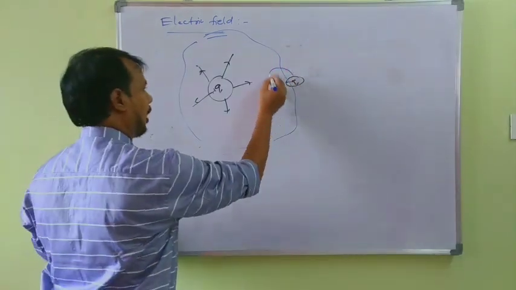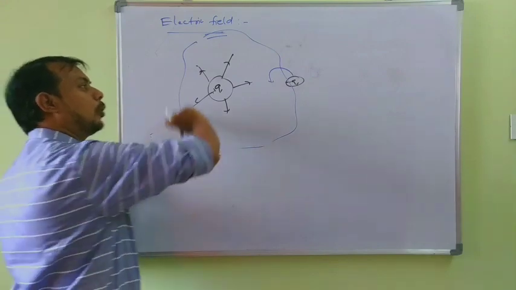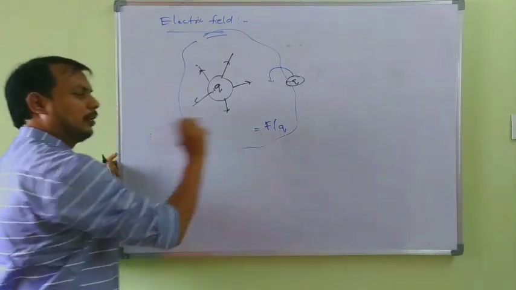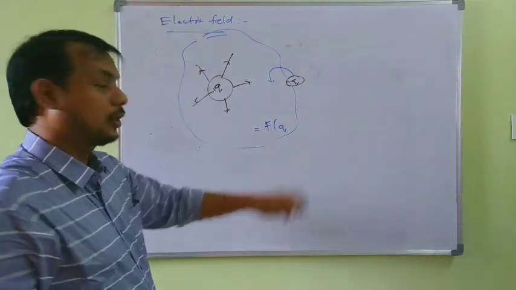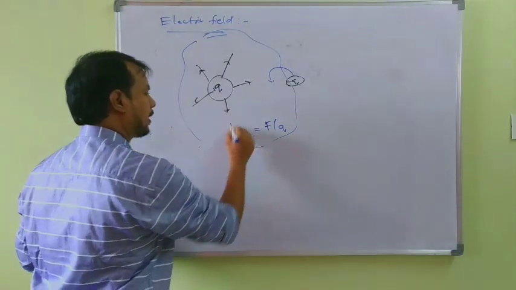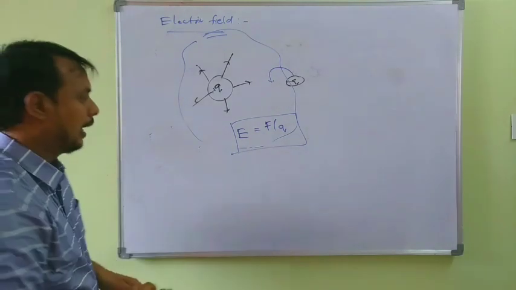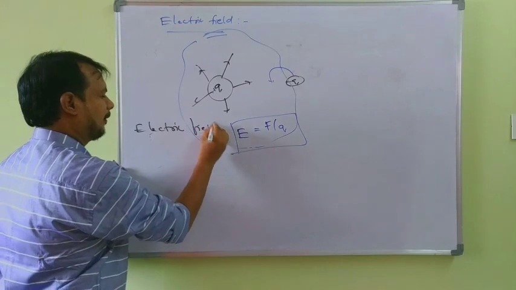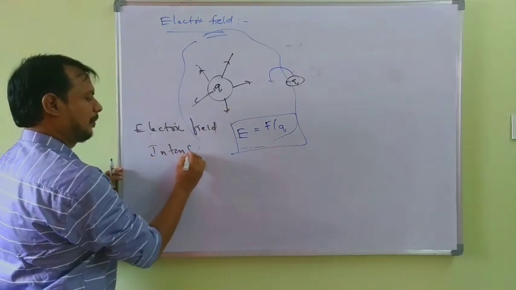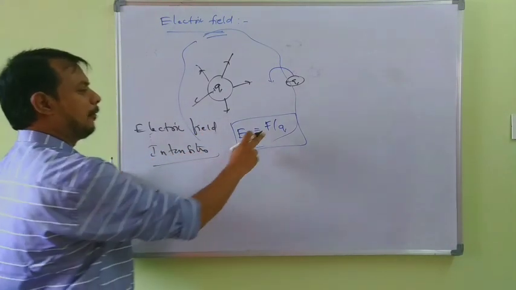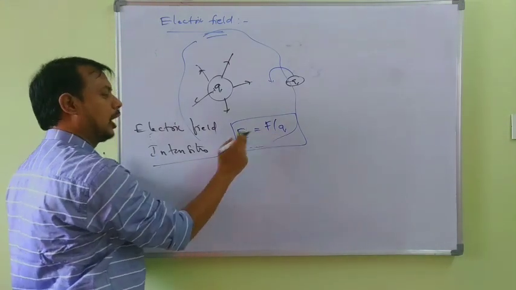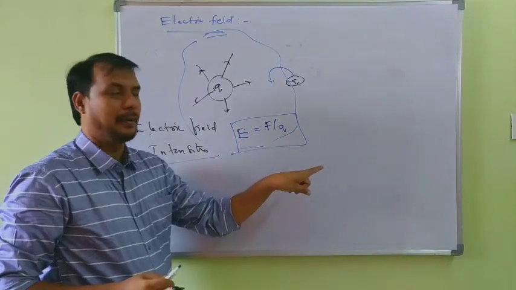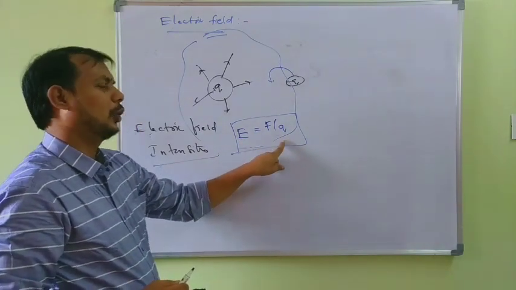Now we are placing this charge in the electric field. How much force is acting on the charge per unit charge is called electric field intensity. The force acting per unit positive charge is called electric field intensity, E equals F by Q, where F is the force and Q is the charge.